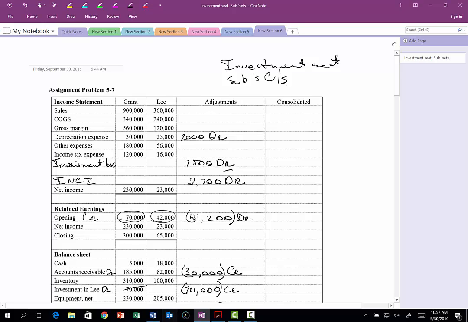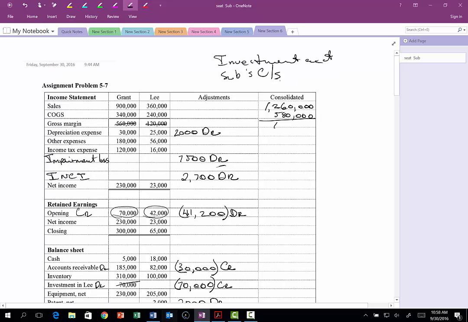So for sales, we're just adding them together, and we get total sales of $1,260,000. Cost of goods sold, no adjustments to that, so we're just adding it together, and it's $580,000. So our gross margin, okay, that's a subtotal, so we don't add it across. Instead, we'll take the $1,260 minus the $580 is equal to $680,000.